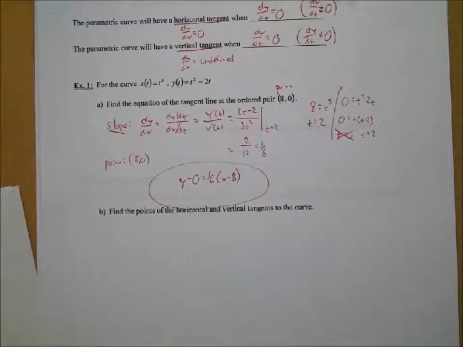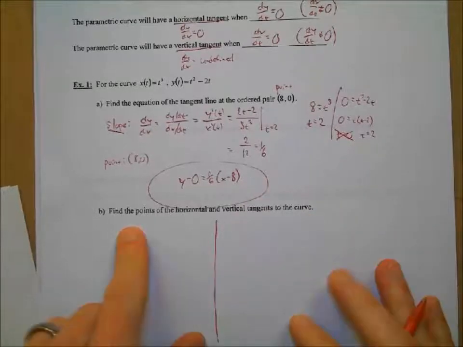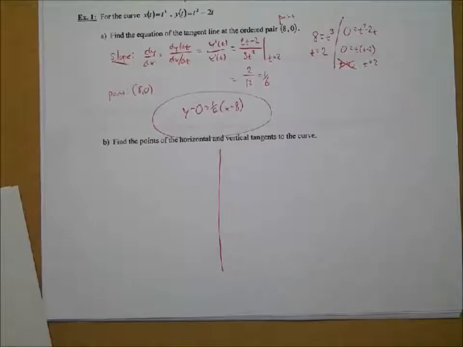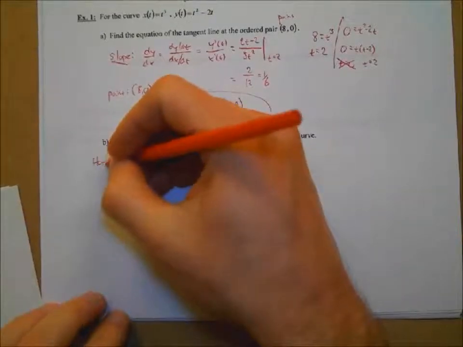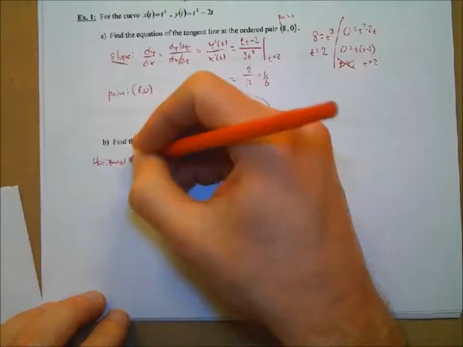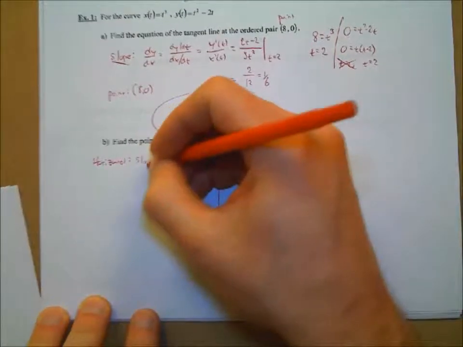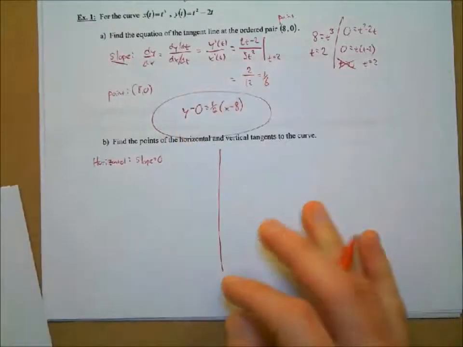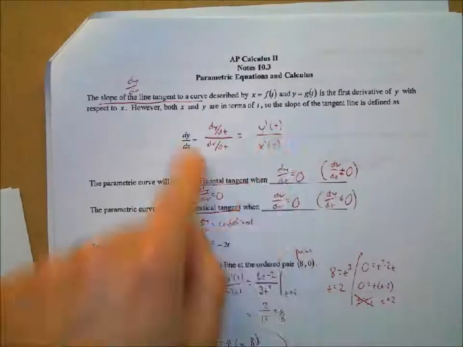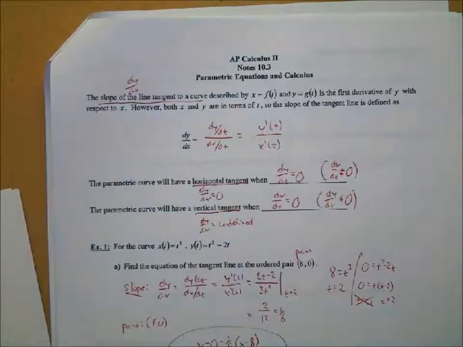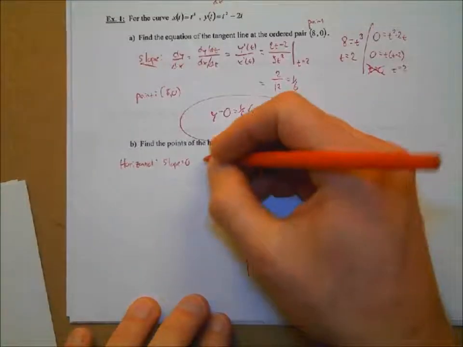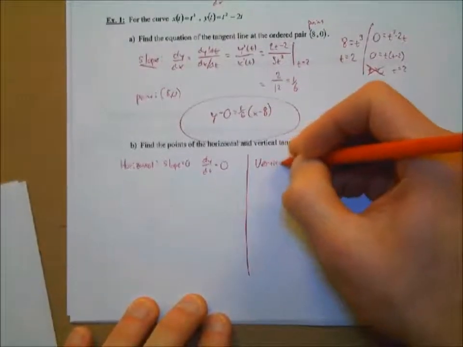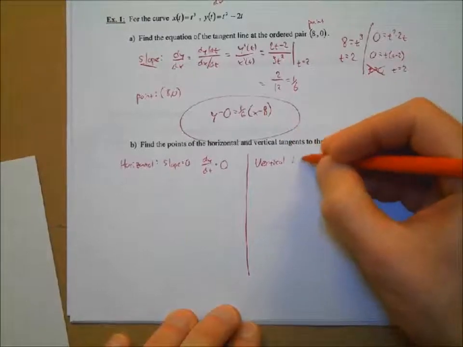Okay, so why don't you guys go ahead and try this one? Find the points of the horizontal and vertical tangents to the curve. So remember, the horizontal tangent would be when the slope equals 0, or in other words, what part of our parametric derivative do we need to be equal to 0? Just the numerator, right? So dy dt equals 0. And then for vertical, that's going to be when the slope is undefined.